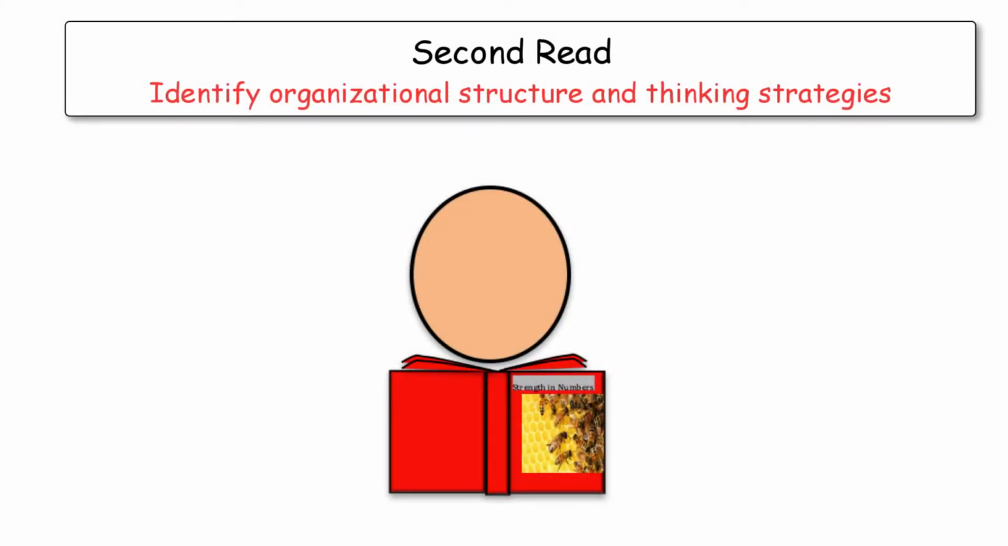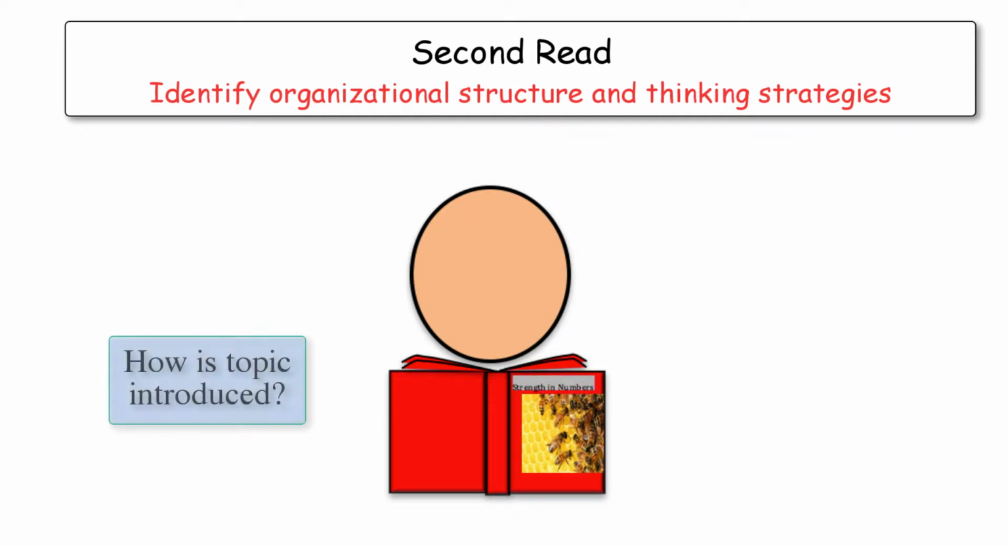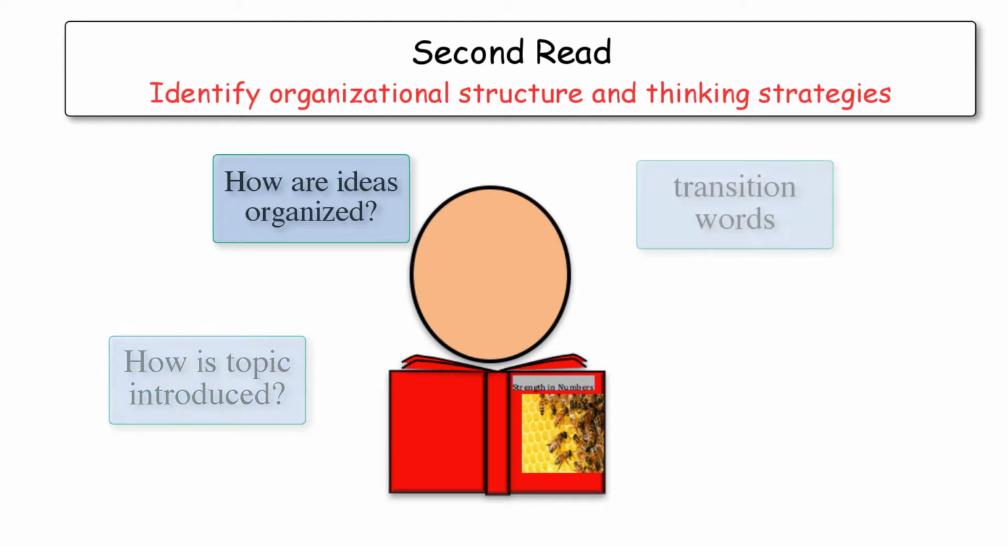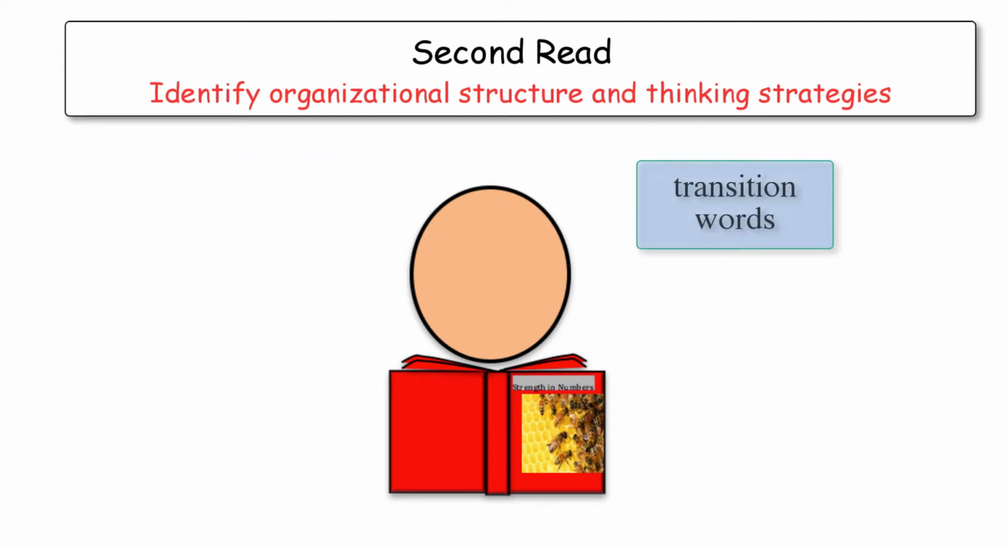Now you'll read the text a second time. The purpose for this read is to clarify the organizational structure used by the author. How is the topic introduced? How are the ideas organized? Are there sequencing and transition words organizing the text?